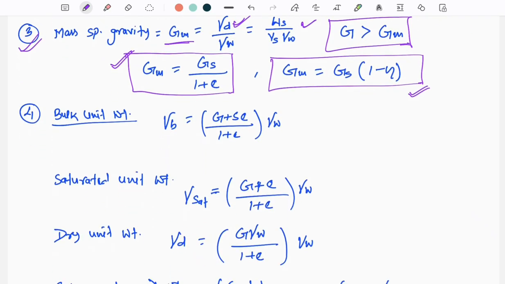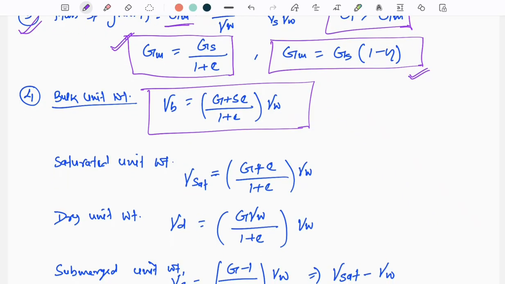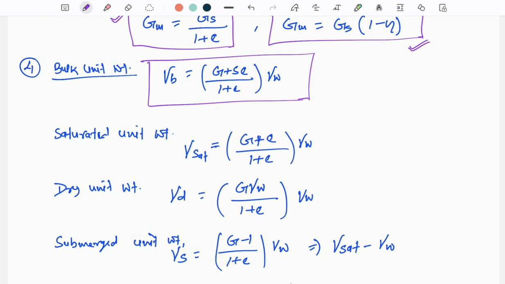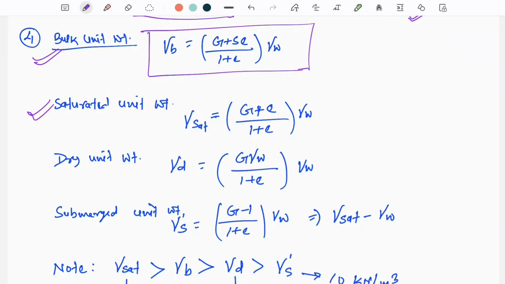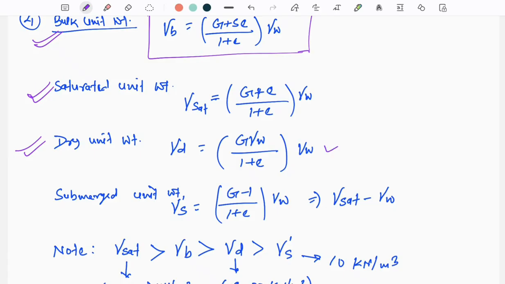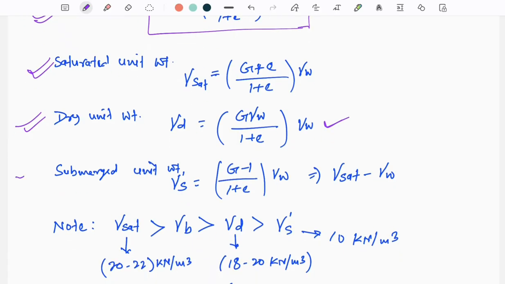Next one is bulk unit weight. Bulk unit weight is designated as gamma b, and the relationship is gamma b is equal to (G plus S e) divided by (1 plus e) into gamma w. Here all the terms are understood: S is the degree of saturation, e is the void ratio, gamma w is the weight density of water. Similarly, for saturated unit weight, gamma sat is equal to (G plus e) divided by (1 plus e) into gamma w. This is for dry unit weight, gamma d is equal to G gamma w divided by (1 plus e). Next one is submerged unit weight.